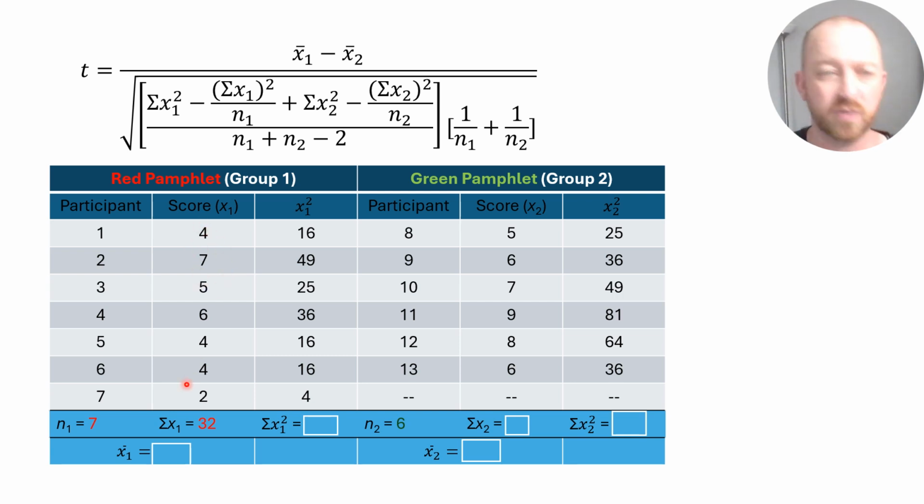In other words, these are the quiz scores that we observed. Those are the dependent variable. We add all those up and you get 32. If you don't believe me, pause it and use a calculator. We'll do the same thing for group 2 over here, add up all of their scores to get 41.